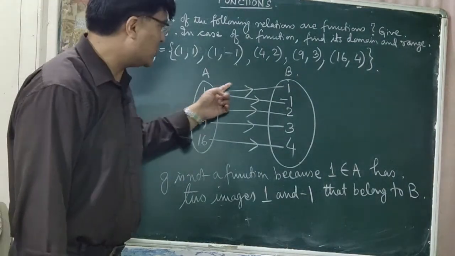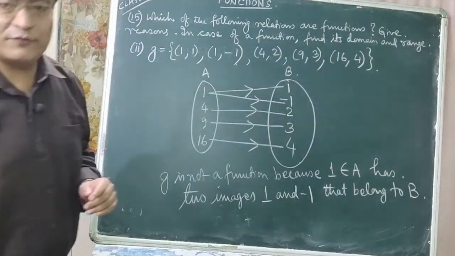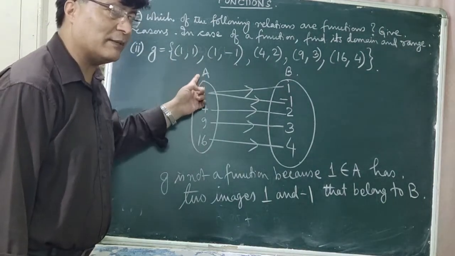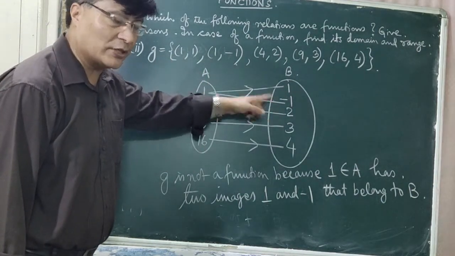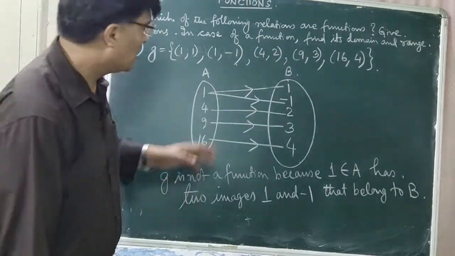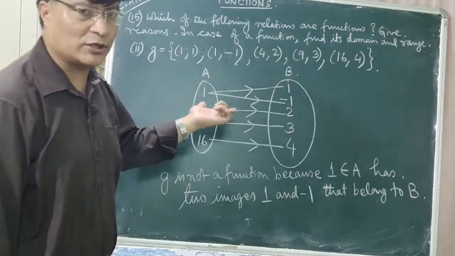The definition of the function says that each and every element in the set A must have a unique image in the set B. Only one image should be there. If there is more than one image, then that is not a function.